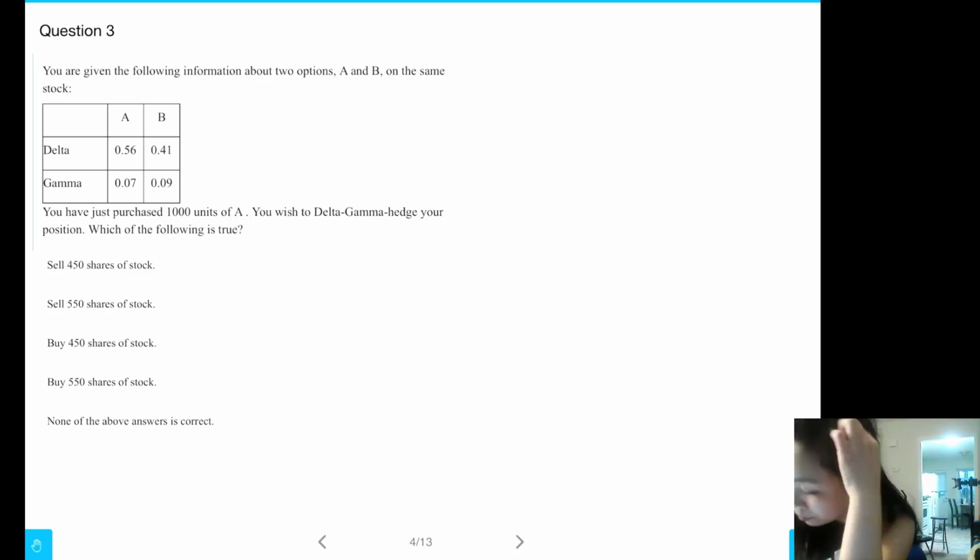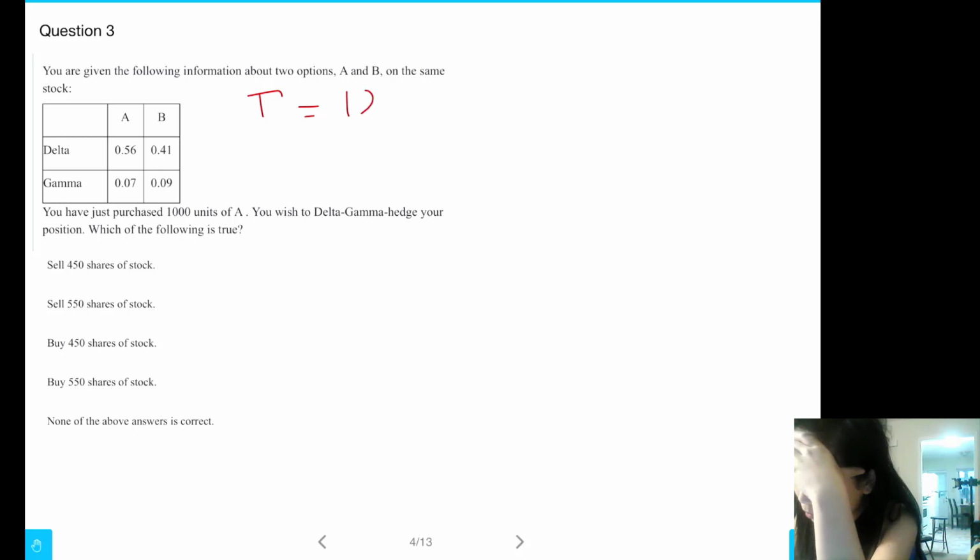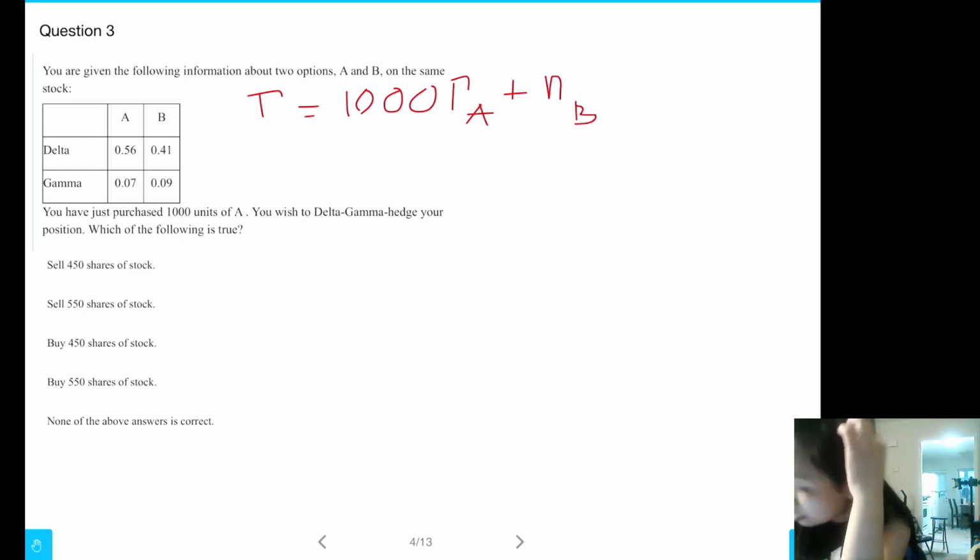So let's look at gamma first, right? Let's look at gamma first. We have the gamma of the portfolio. Gamma of the portfolio is equal to N_A times gamma A, and N_A is 1,000. We bought, so 1,000 here is positive, right? Plus N_B times gamma B.